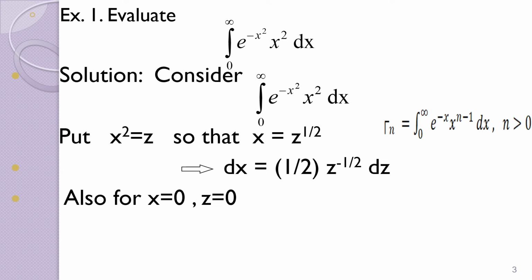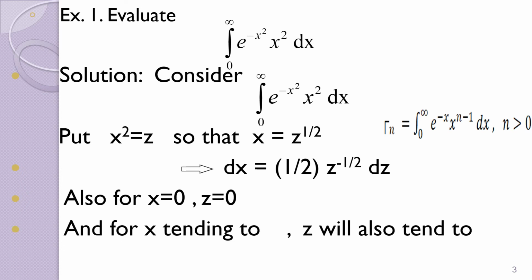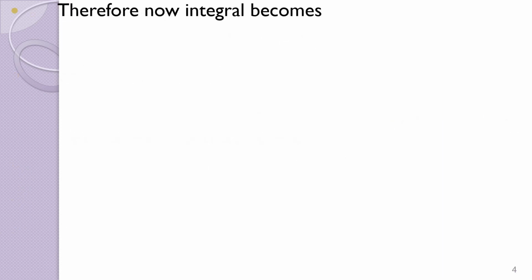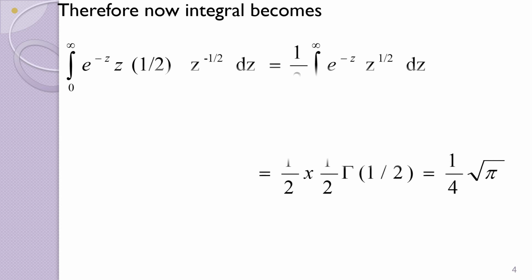Also, whenever we go for any substitution, we have to check whether there is any change in the limits of integration. So, if we put x equal to 0 here, we will get z equal to 0. And for x tending to infinity, z will also tend to infinity. And therefore, our integral now becomes integral 0 to infinity e to the power minus z. In place of x square, we put here z, and in place of dx, we put here 1 by 2 z to the power minus 1 by 2 dz.